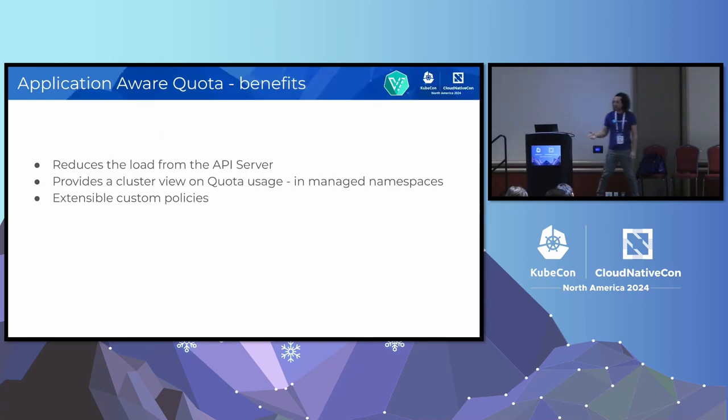Some benefits that we get by using this operator, first of all, that we remove a bottleneck from the API server where previously a resource quota was calculated. And because we remove this bottleneck, the API server can spend more time processing requests than calculating quota. Another benefit is that the API that is coming with the application aware quota allows us to see a cluster-wide consumption of quota, something that we couldn't get with the traditional resource quota in Kubernetes, where we could see resources consumed only per specific namespace.